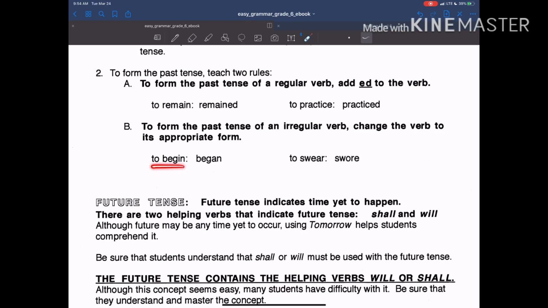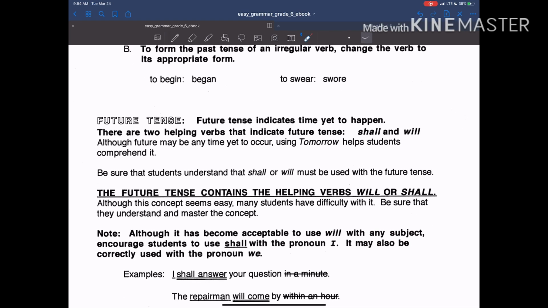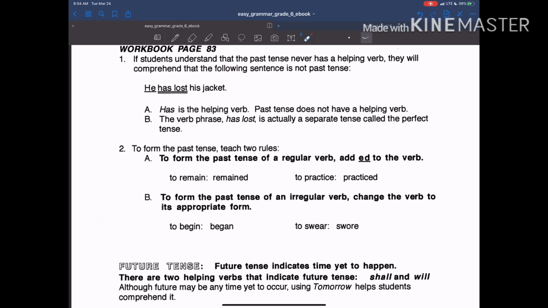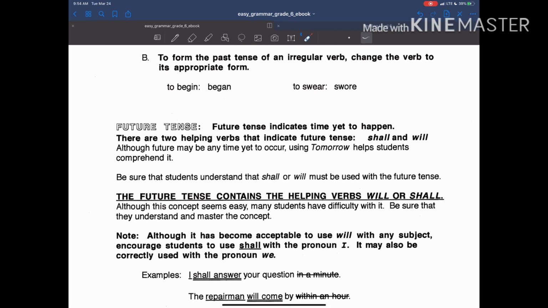So to begin becomes began. To swear becomes swore. Okay? So that's how we're going to pay attention to our past tense verbs.